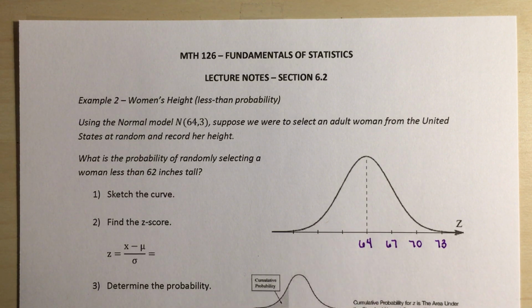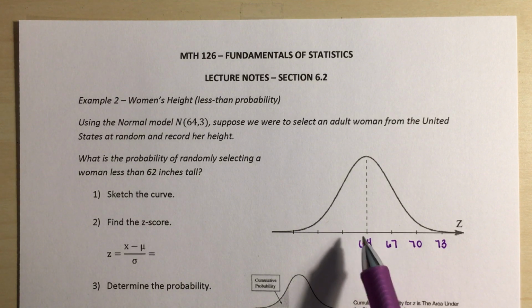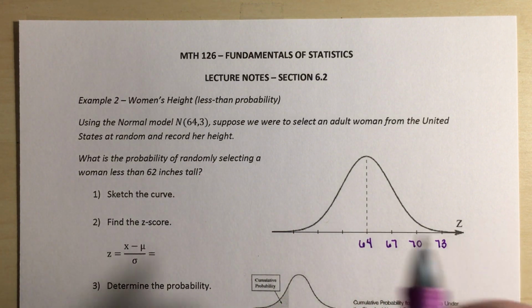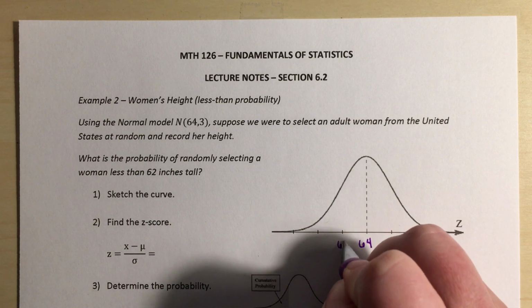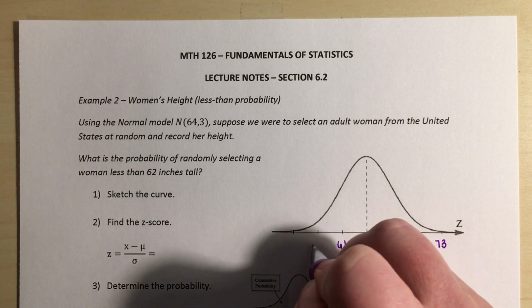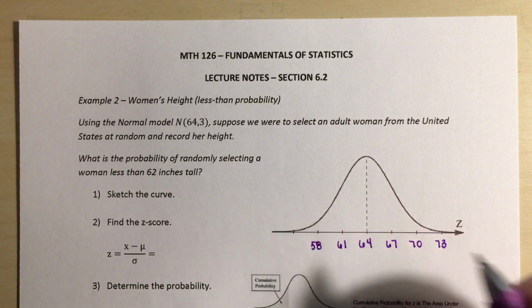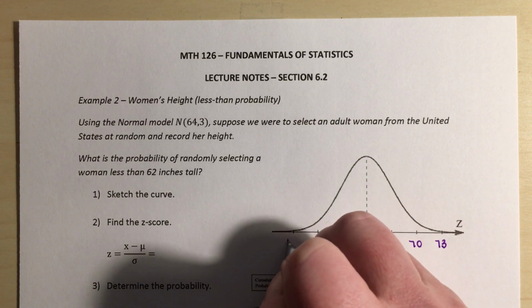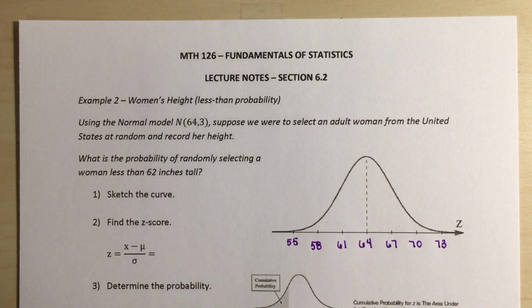Now we're going to label 3 standard deviations going in the other direction. So now we're going to take 64 minus our standard deviation of 3. 64 minus 3 gives us 61. We subtract 3 again, we get 58. We subtract 3 again, we get 55. So the first thing we want to do is draw out a sketch of a normal curve, and then label our mean and our standard deviation.